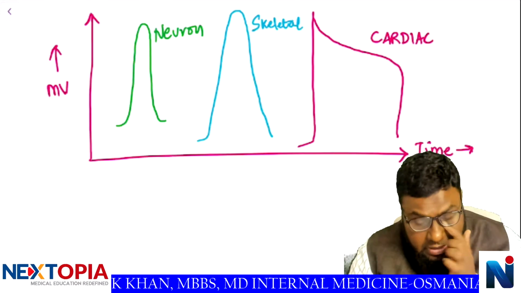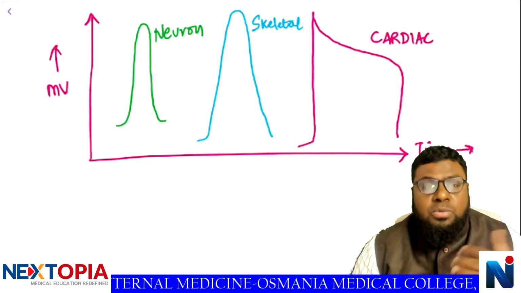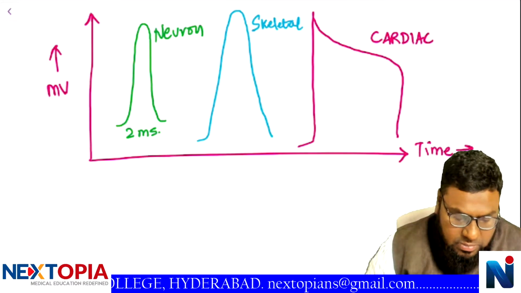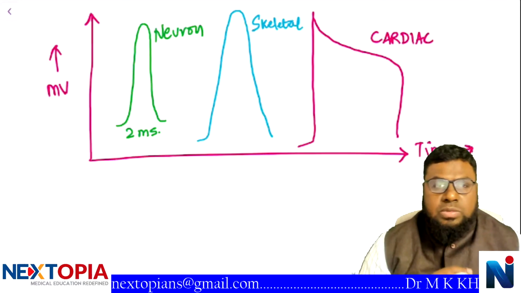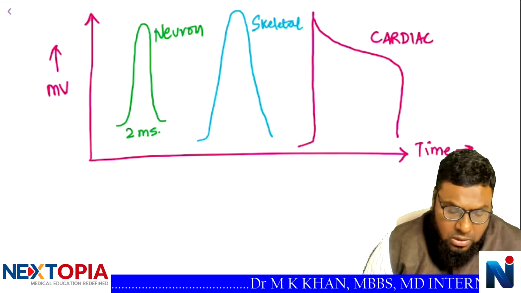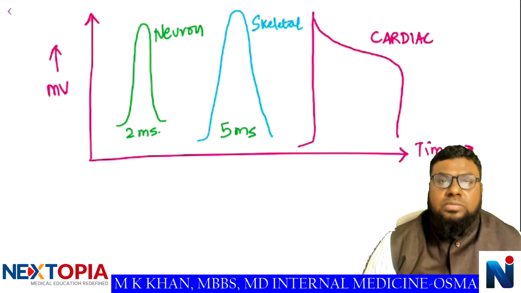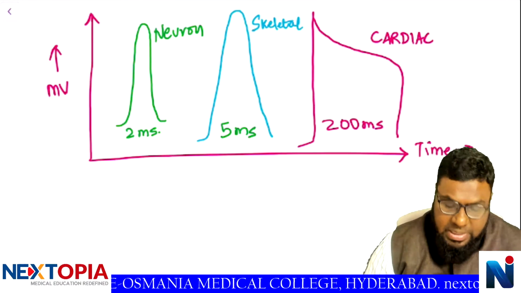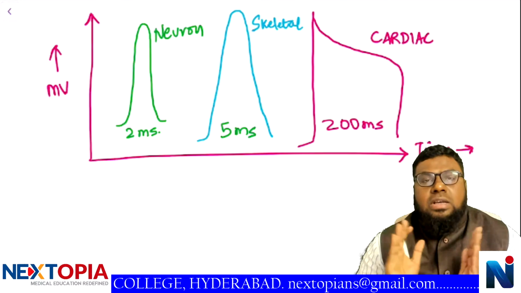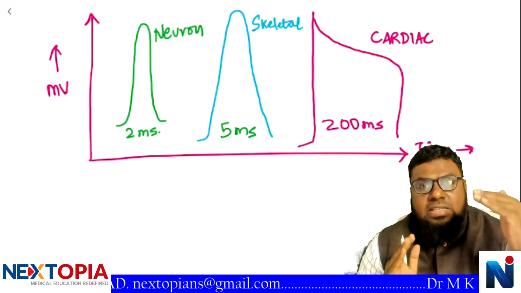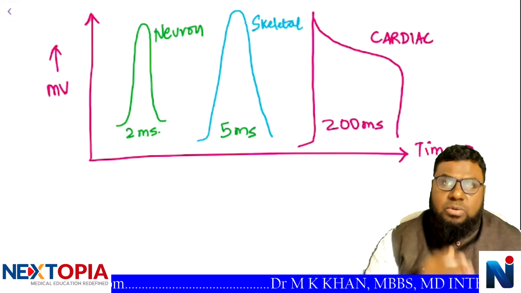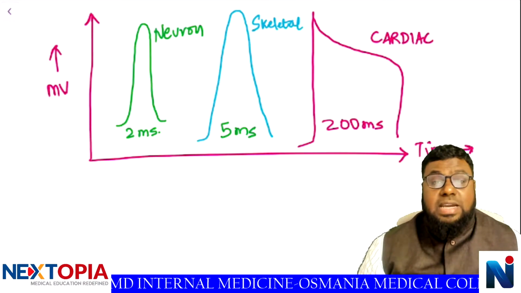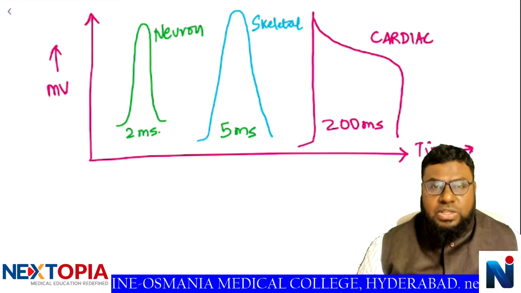What is the difference that you see here? The difference is based on the potential and also the time. Here it is close to 2 milliseconds wide. This is close to 5 milliseconds. Whereas the cardiac action potential is 200 milliseconds. What does that mean? It means it has a very wide potential. This wide width is depolarization followed by a delayed repolarization. There is something called the refractory period, which helps in widening of this cardiac action potential. Why is this happening?